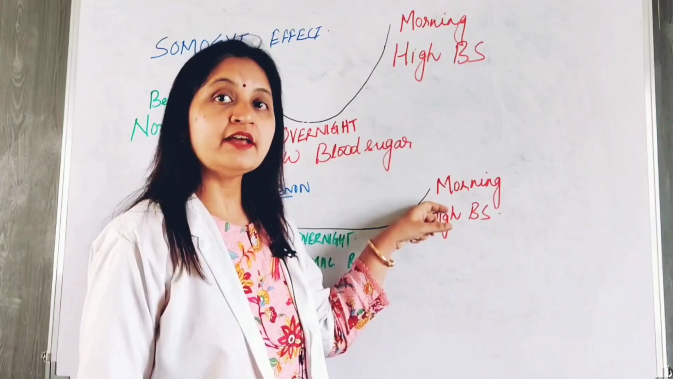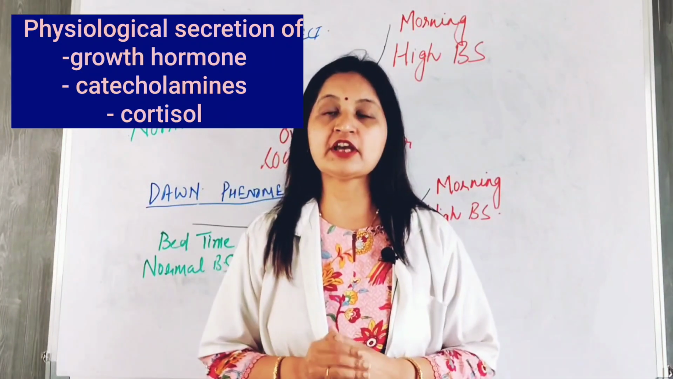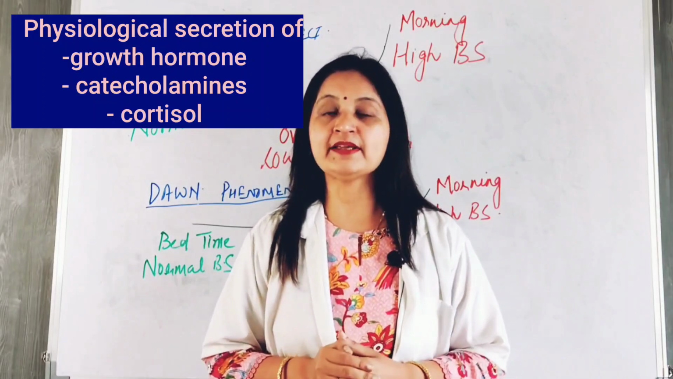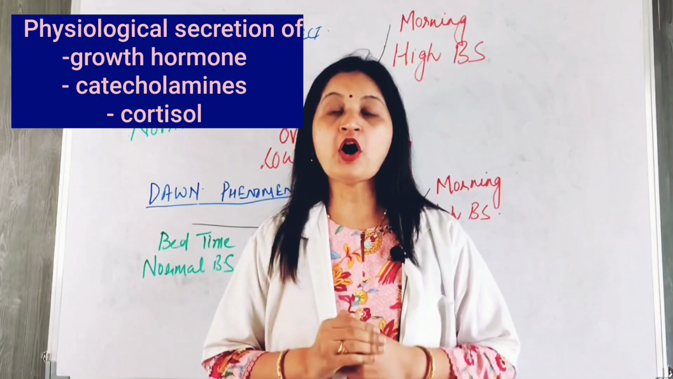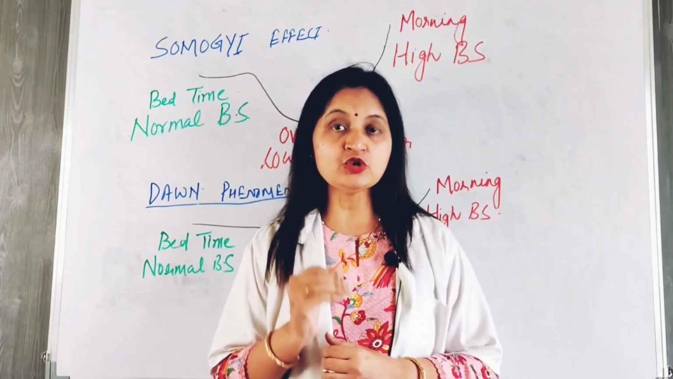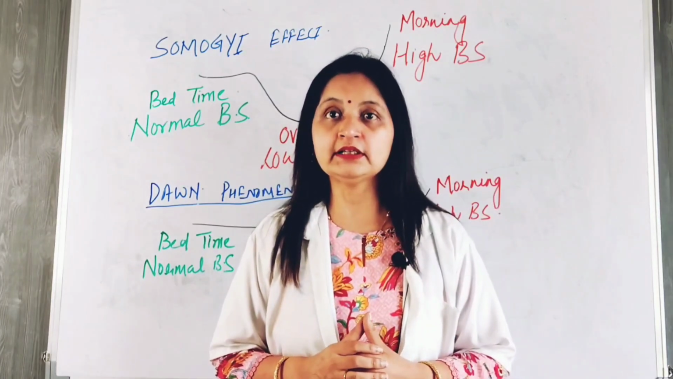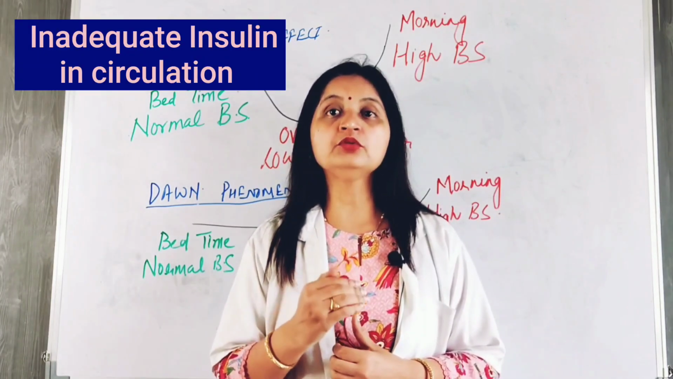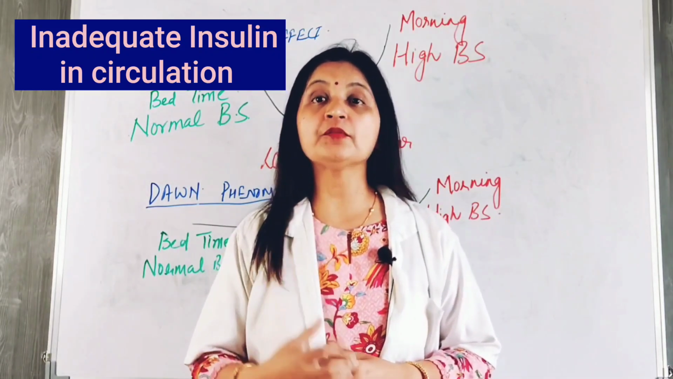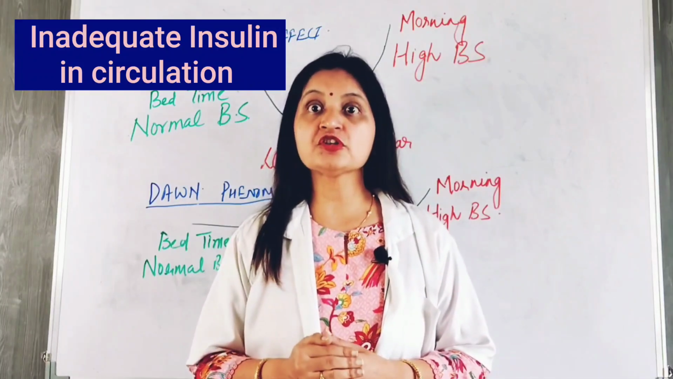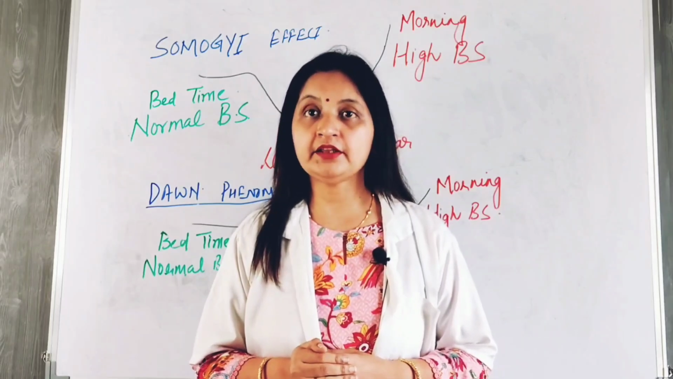Now this high blood glucose level in the early morning hours is due to physiological secretion of hormones such as cortisol, growth hormone, catecholamines into the circulation, and this raises the blood glucose level. These hormones cause natural reduction in insulin sensitivity, which means that the body needs more insulin to counter the actions of these hormones or to counter the high blood glucose level in the morning. In a diabetic individual, the body cannot make enough insulin to counter the actions of the hormones that are released into the circulation, and this can cause hyperglycemia in the morning.